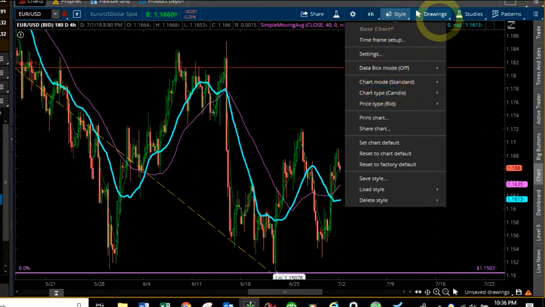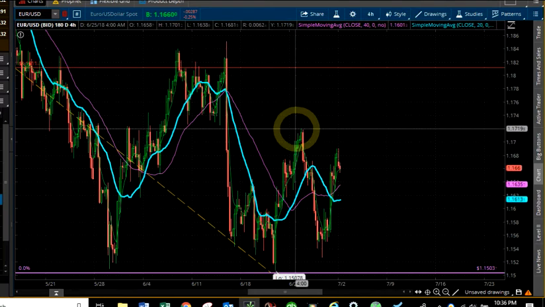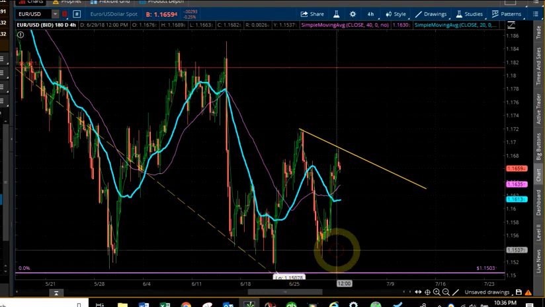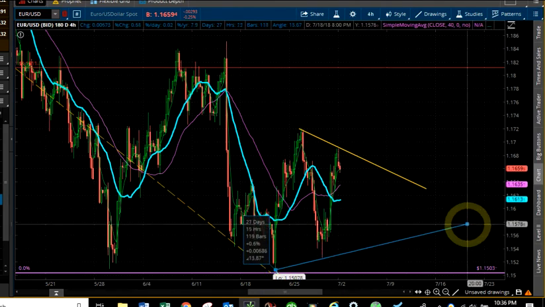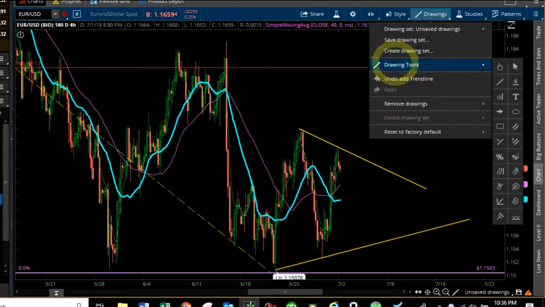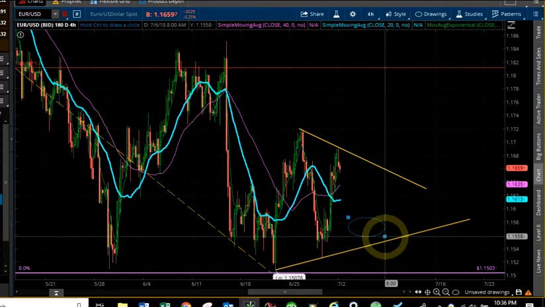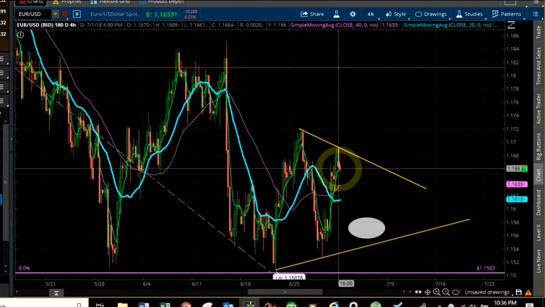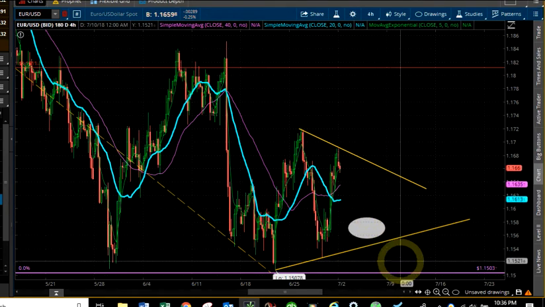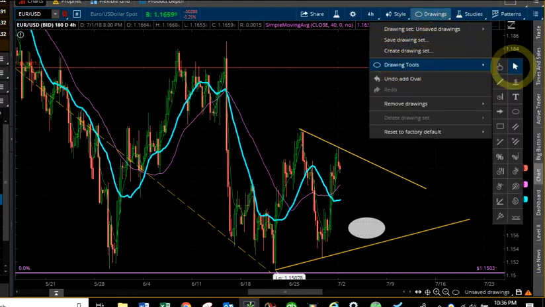Let me put some lines in here to make it easier to see. We're talking about a triangle that looks like this. Like so, and we could be talking about this pulling into this area here. So down into here, and then a little E, and then a new lower low. Okay. All right. Moving right along.